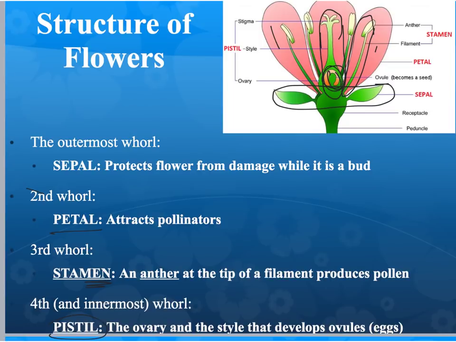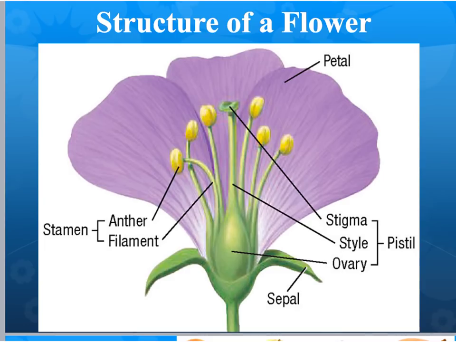So the whole female structure is called the pistil. It's broken down into 3 separate pieces. The whole male structure is called the stamen. It's broken down into 2 pieces. If you have not yet labeled the structure of flowers on your note booklet, please take time to do that now. Again, just a quick review.